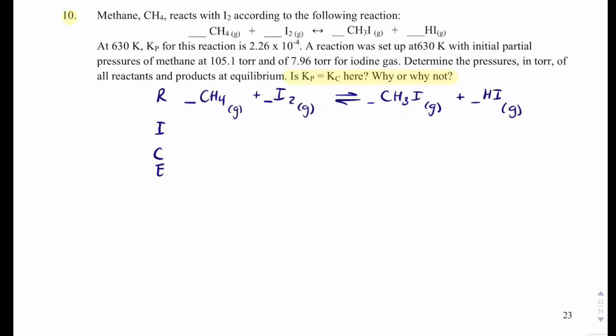I'm going to finish reading this. We are at 630 Kelvin. That temperature we will not plug in. That's just the only temperature at which this Kp will be true. And Kp is 2.26 times 10 to the minus 4, and that is reactant favored.